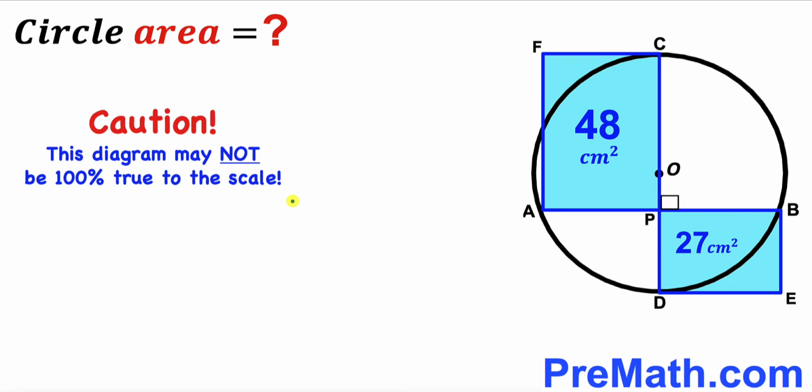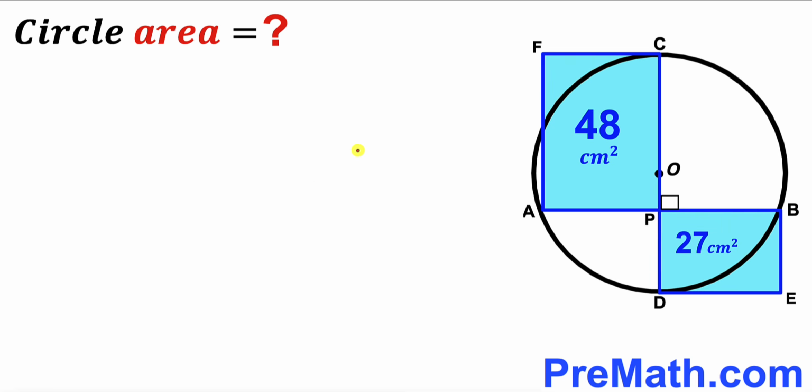And please keep in mind that this figure may not be 100% true to the scale. Let's go ahead and get started. And here's our very first step, since we are interested in calculating the area of this given circle. So therefore, we are going to calculate the radius of this circle first. Let me label the radius of this circle as lowercase r. And now we are going to find the value of lowercase r.